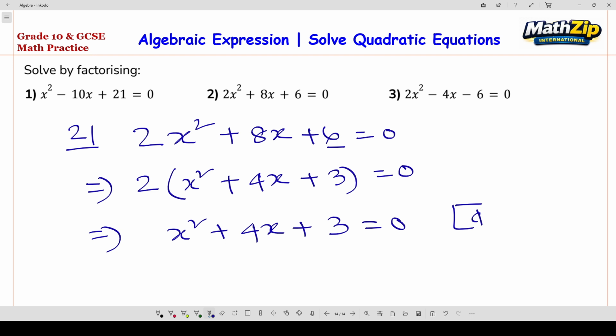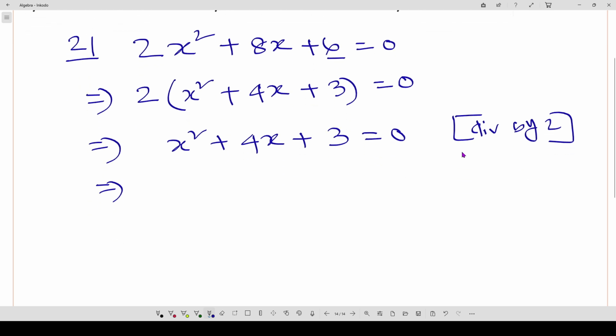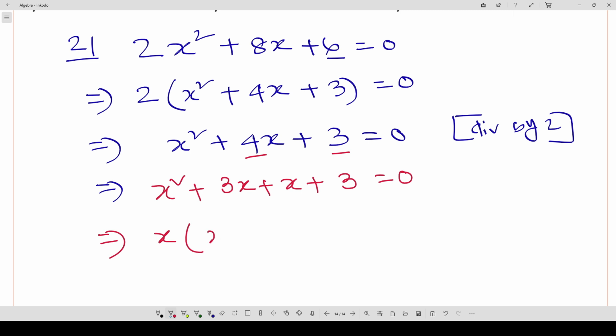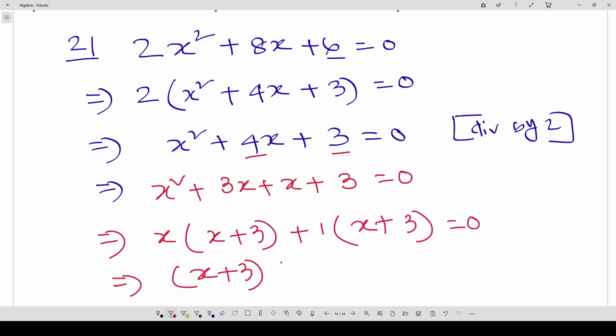We can write divide by 2. Okay. Now we will factor the middle term. Here is 3. So 3 we can write as 3 times 1, and 3 plus 1 equals 4, right? So we can write x square plus 3x plus x plus 3 equals 0. Then we can take common x, so x plus 3, and here take common 1, x plus 3 equals 0. Then we can take common x plus 3, x plus 1 equals 0.